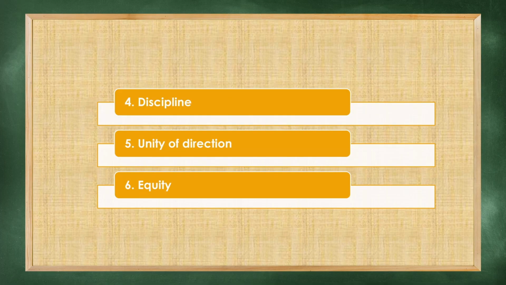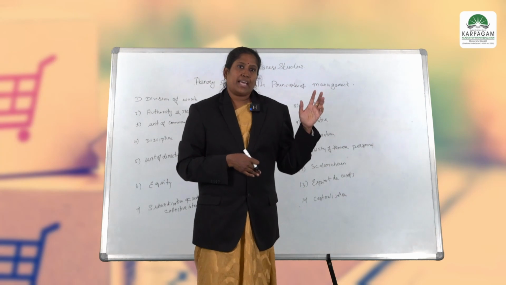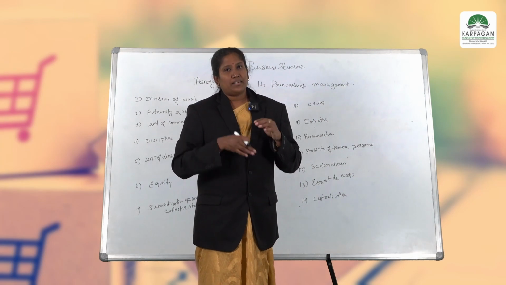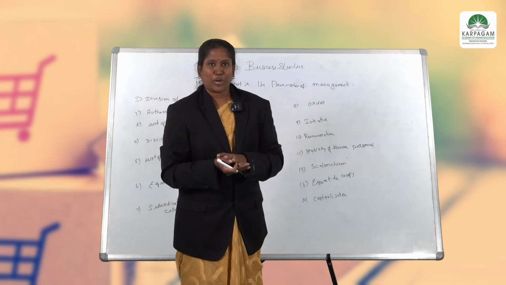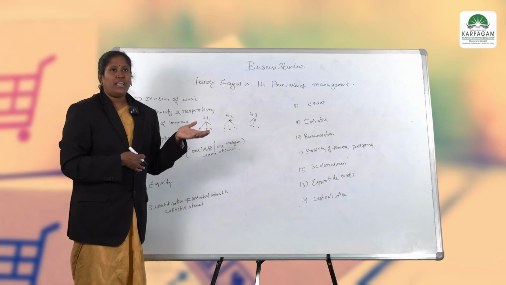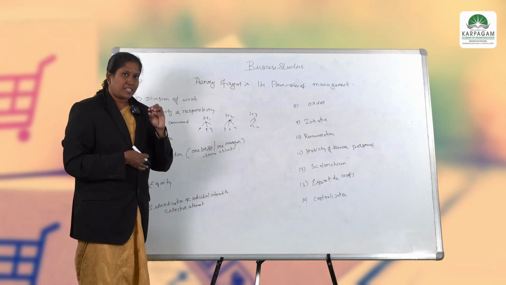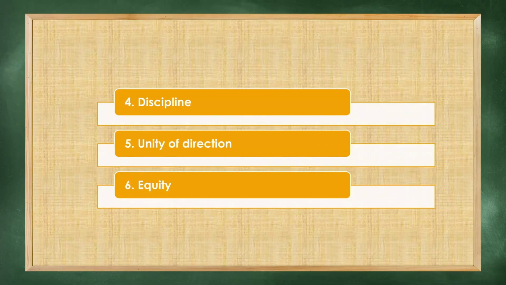Discipline is the most important in each and every area. So the workers should give respect to their higher officials, and the higher officials should also act in such a way as to get respect from the subordinates. So if the heads are giving any instructions to the subordinates, he must be ready, he must always say okay to the heads. Next one is unity of direction.